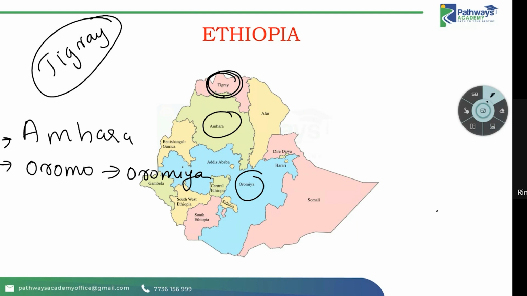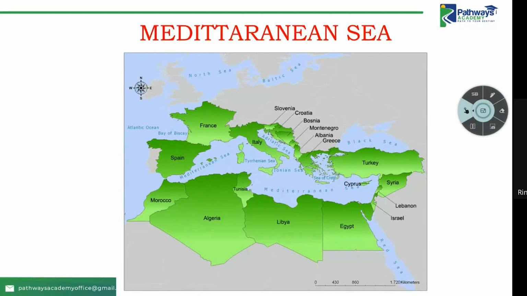So these are the three things that UPSC may ask: Tigray, Amhara, Oromo. Of these, Amhara and Oromo are communities. Tigray is a region, a conflicted zone.